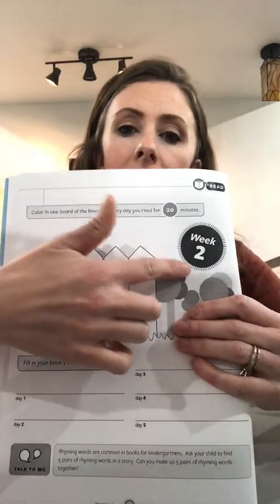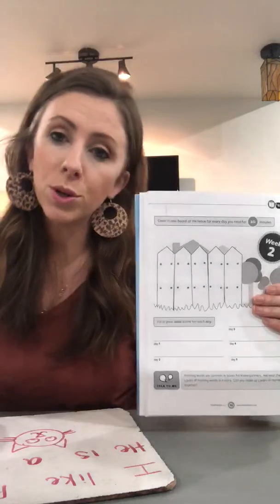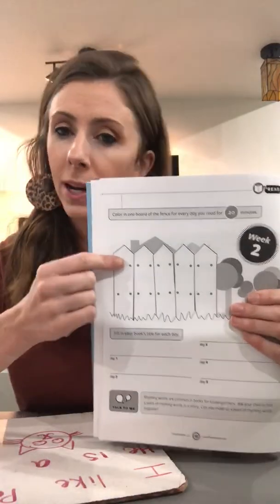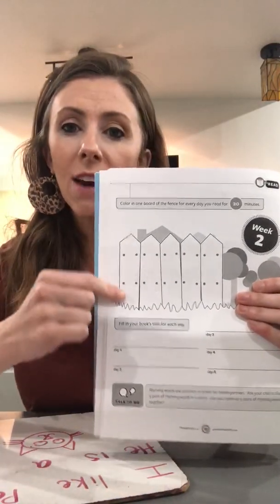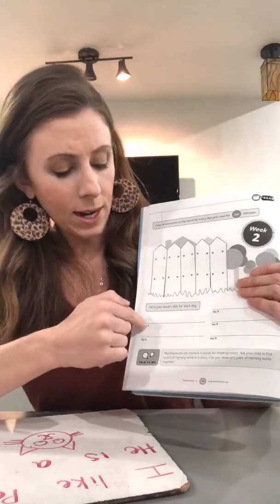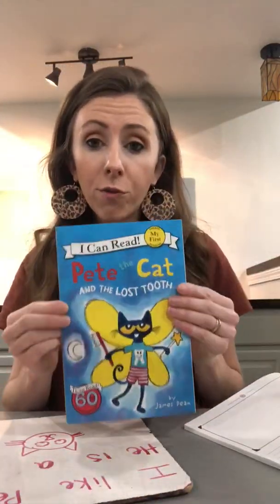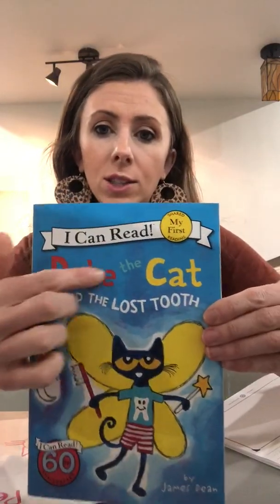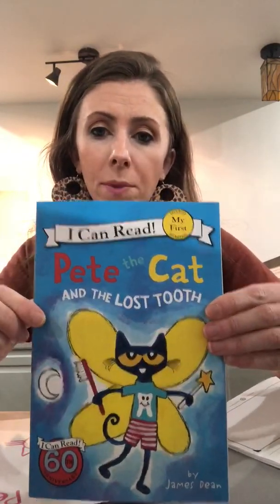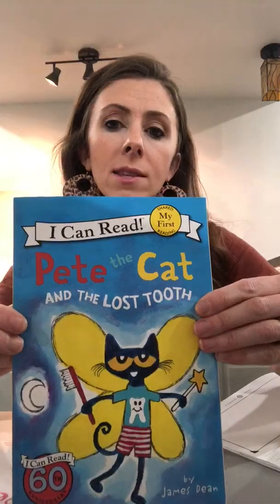So, to start this week, you're going to go to the page that has a 2 on it, and every day when you do your learning time, you're going to start by reading 20 minutes and coloring that first fence post and writing down the title of the book. Remember, the title of the book is found on the front cover of the book, and it's usually the big words at the top. Like this book, the title is Pete the Cat and the Lost Tooth.